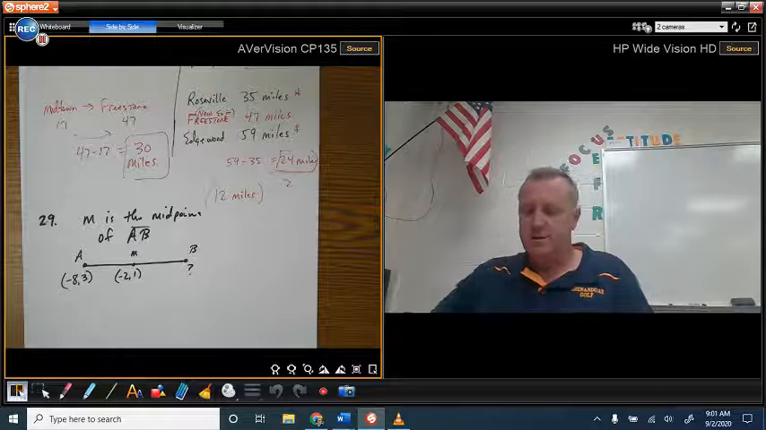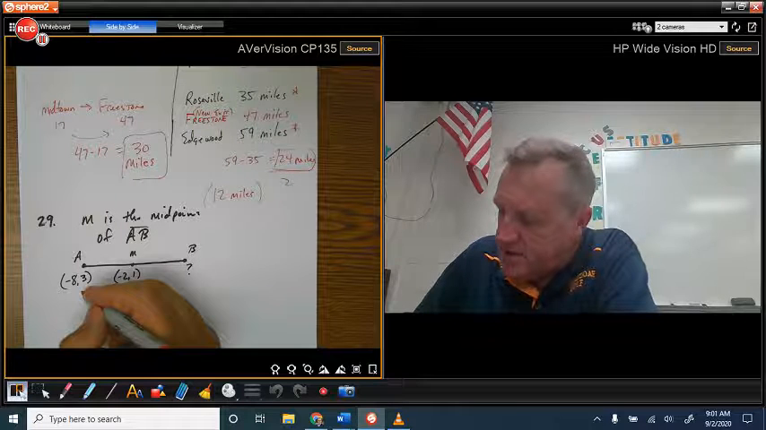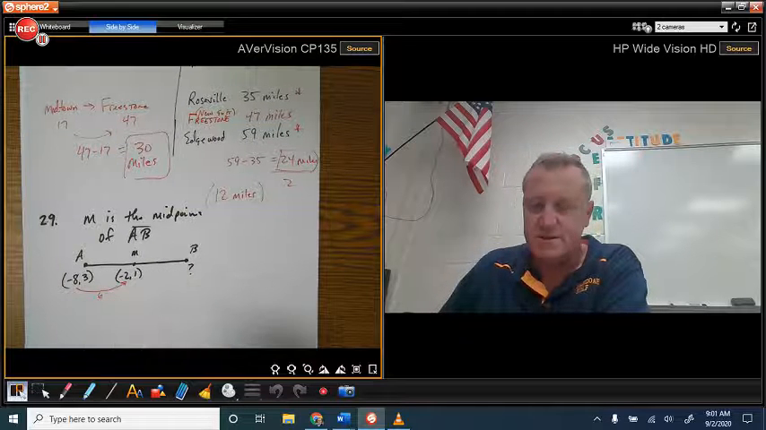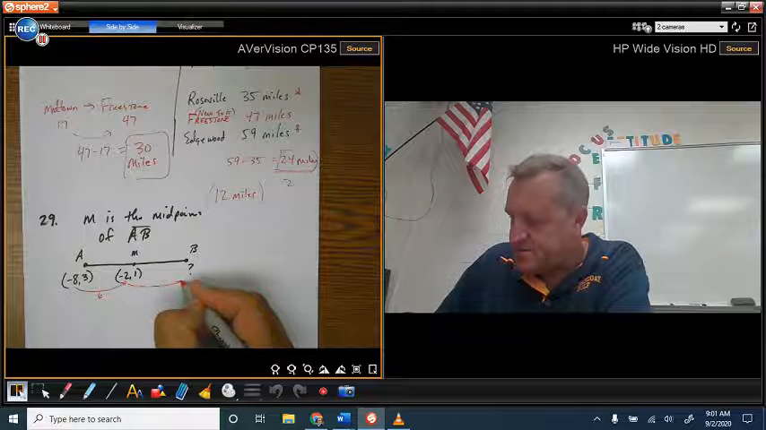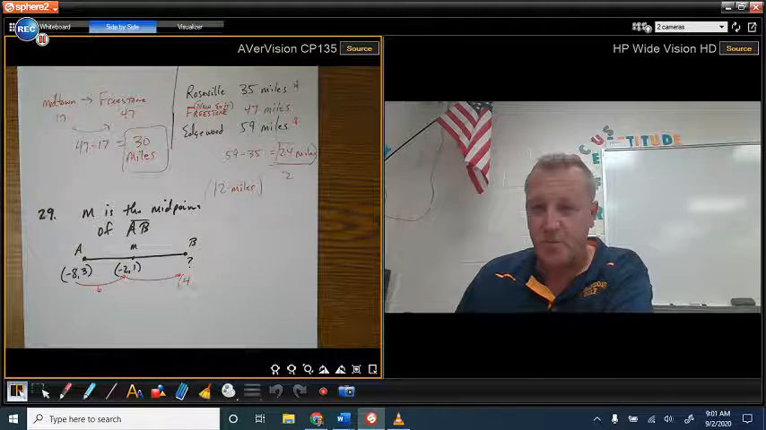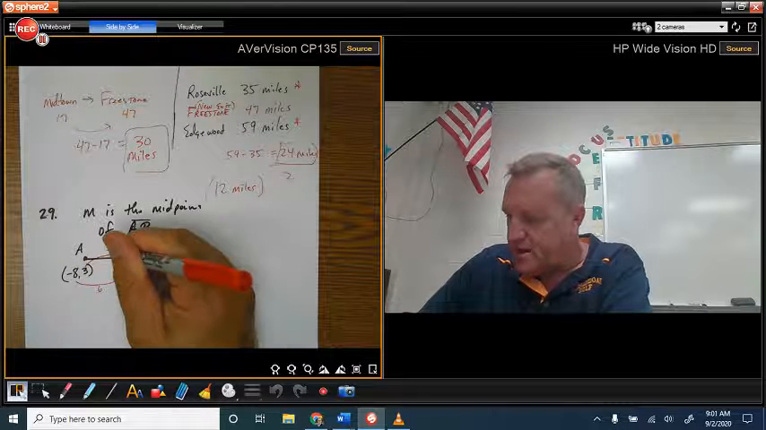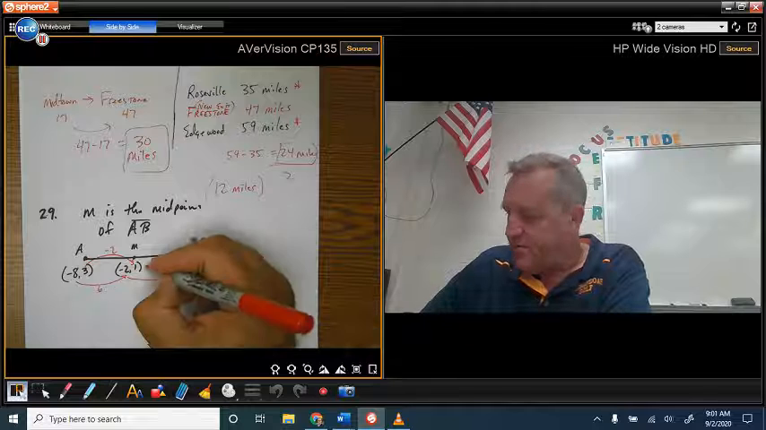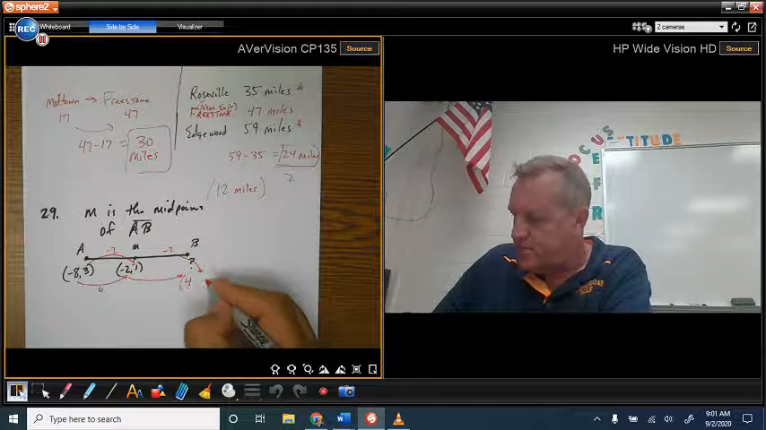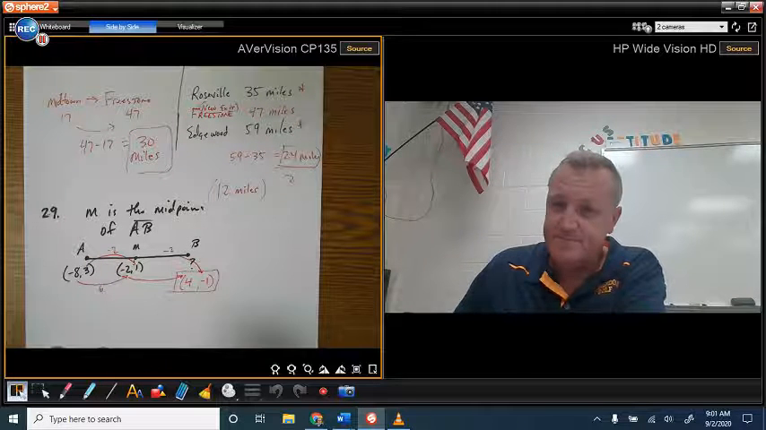Here's how you can do it. If you just think logically, to go from negative 8 to negative 2, how far is that? Positive 6. Then I have to go positive 6 again, so negative 2 plus 6 is 4. If I go from 3 to 1, that's negative 2, and since M is the midpoint, it has to go negative 2 again. So 1 minus 2 is negative 1. Our coordinate is 4, negative 1. It's that simple.